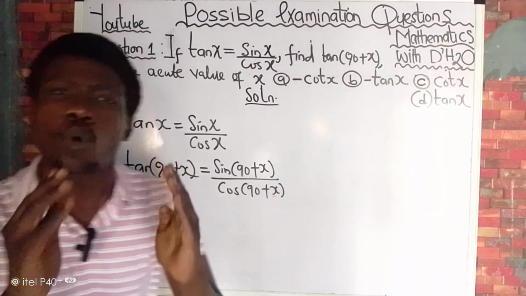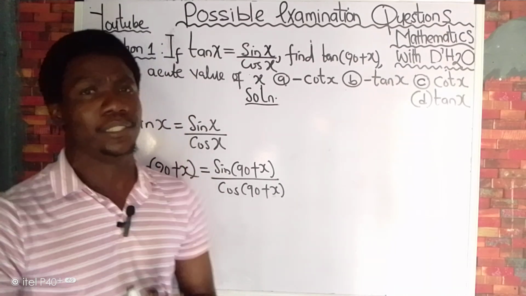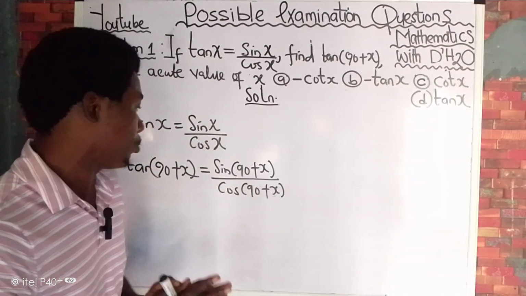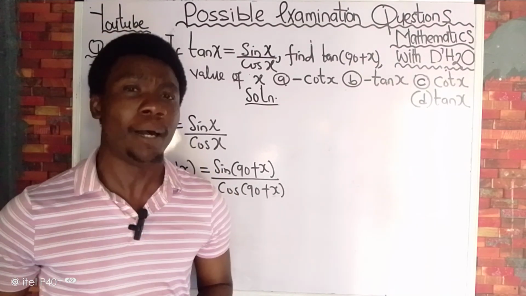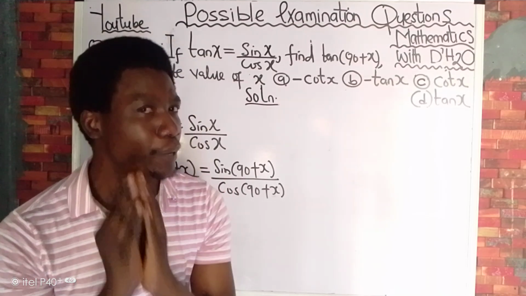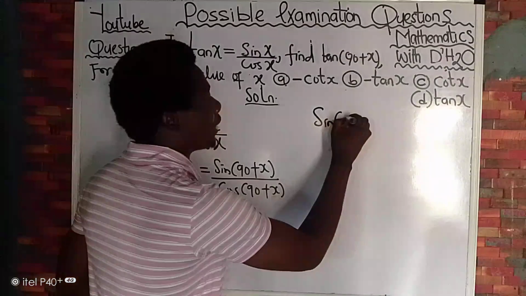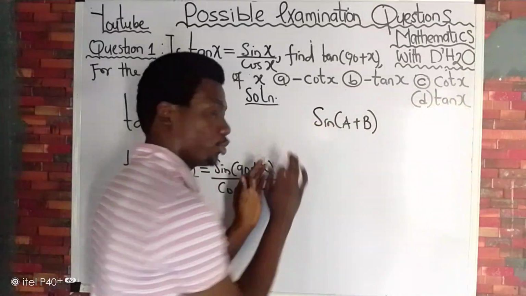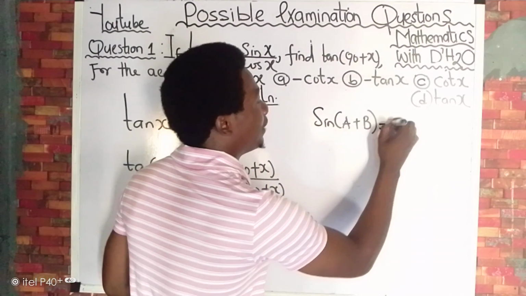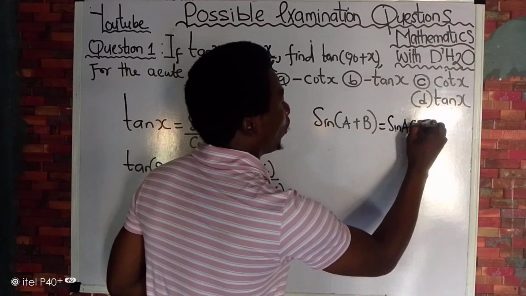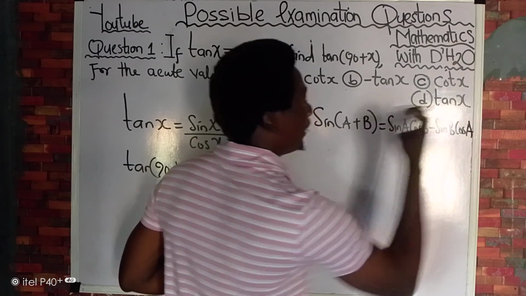But you should also understand that this is going to lead us to what we call the compound angles identity. There is a subtopic in trigonometry called compound angles identity. What does compound angles talk about? It talks about the addition of two special angles. For instance, if I have sine (A plus B), class, please pay attention to this lesson. It is expressed as sine A cos B plus sine B cos A. That is how it is expressed.